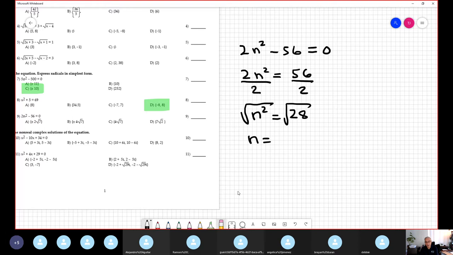Okay, and you see, you put it in the calculator, not good, because the calculator gives me a decimal approximation. The majority of calculators give me a decimal approximation. No, no, no. I don't want a decimal approximation. I want the final answer. I want the exact answer.